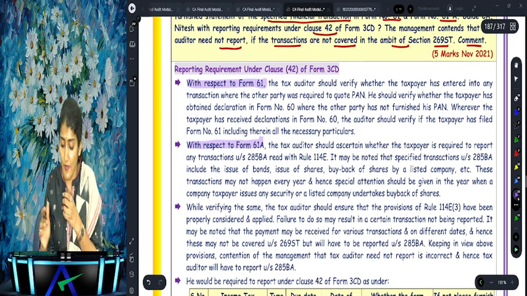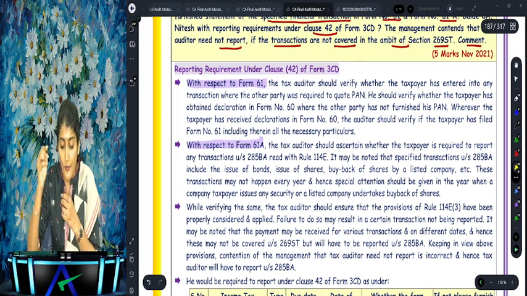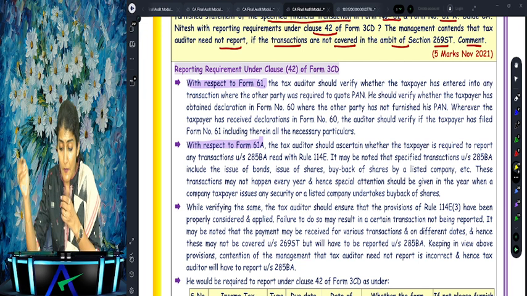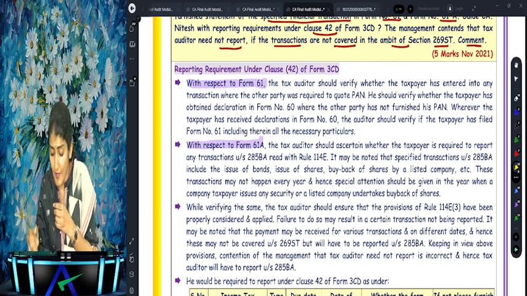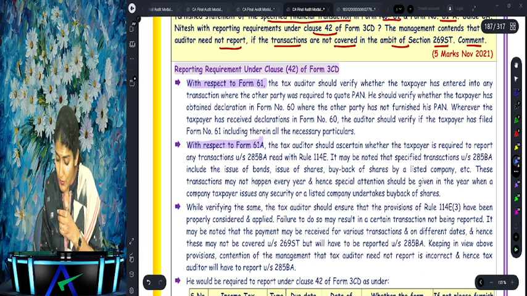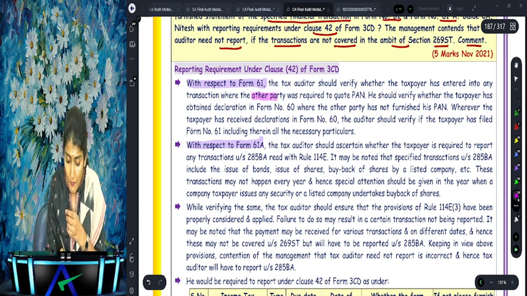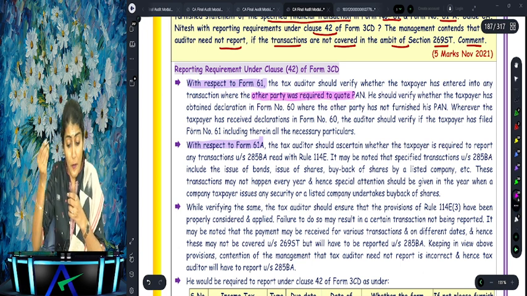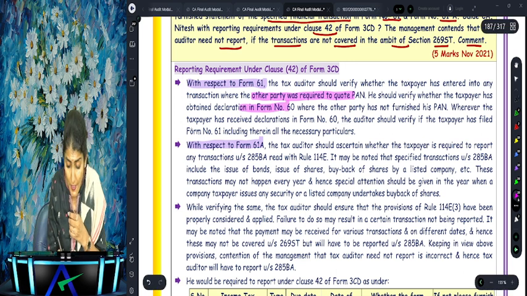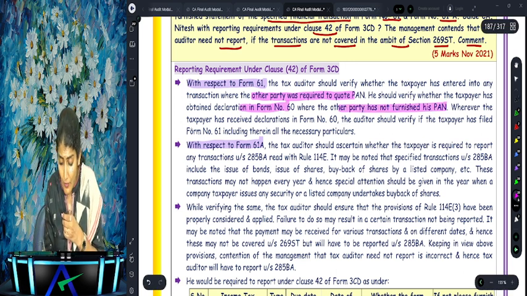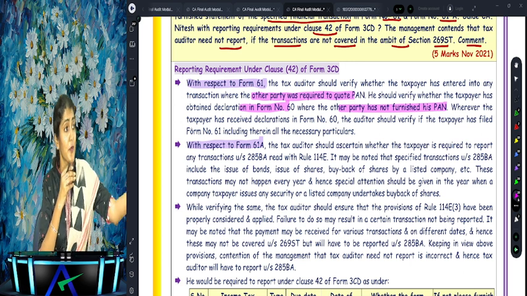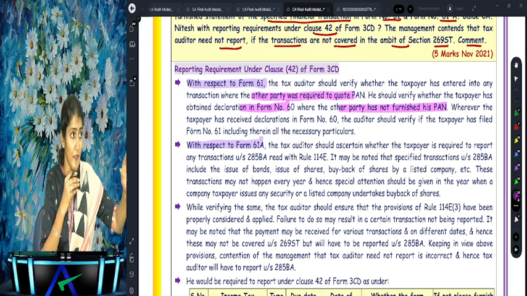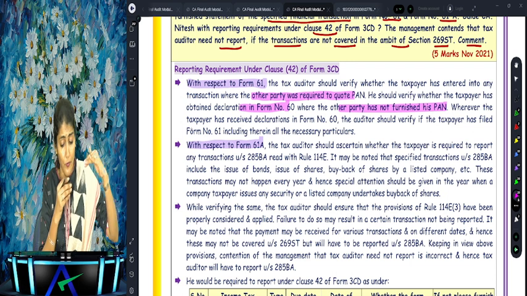What does it say with respect to Form 61? The tax auditor should verify whether the taxpayer has entered into any transaction where the other party was required to quote the PAN. He should verify whether the taxpayer has obtained a declaration in Form 60 where the other party has not furnished the PAN. So have I entered into a transaction with a person who should have given me the PAN, but he does not have the PAN, so he gave me a declaration in Form 60.